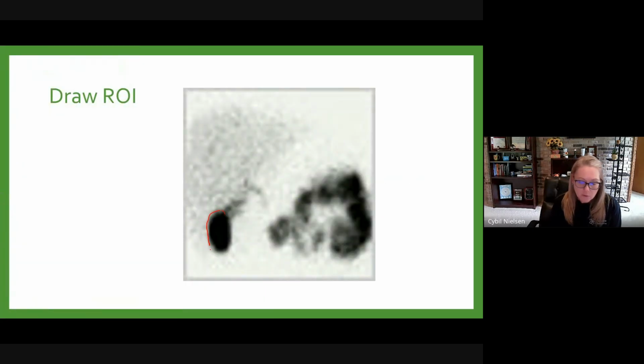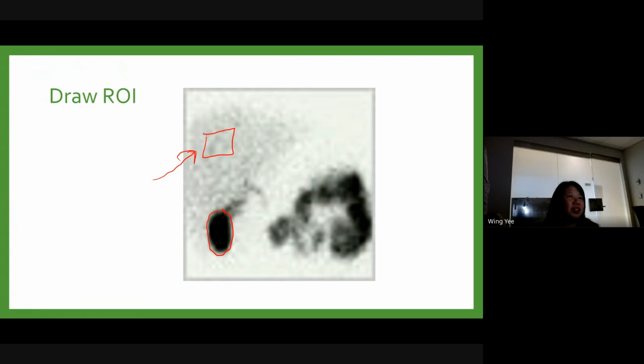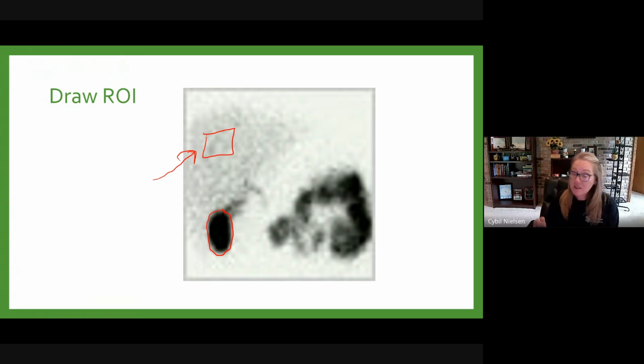All right, when we draw our region of interest, we draw it here. Our background, we draw up here. How come we draw the background up in the dome of the liver? Because we still have a little bit of uptake in the liver. Yeah, and the gallbladder actually sits anterior to the liver. So some of the liver counts are shining through that gallbladder and we're picking up that activity. So we have to subtract out what's in the liver.